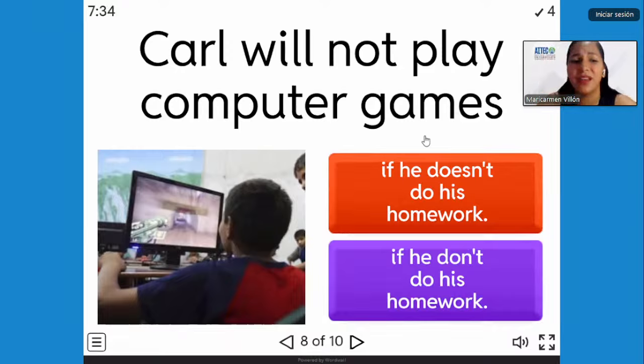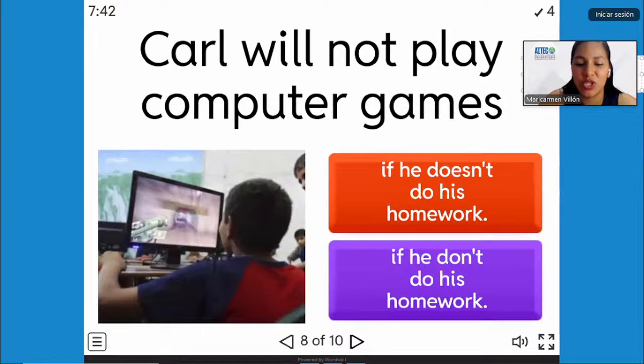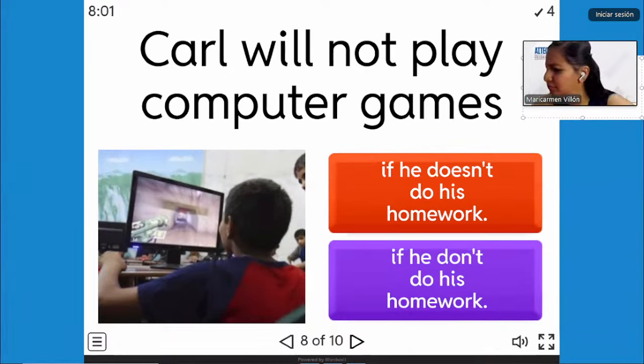No, sí cambia bastante la pronunciación, Roxana. I'll, she'll. Por ejemplo, I'll, she'll, he'll. A diferencia que dijeron por la forma larga. I will, I'll. Es una formita más corta. También la pronunciación es más corta. Carl will not play computer games.